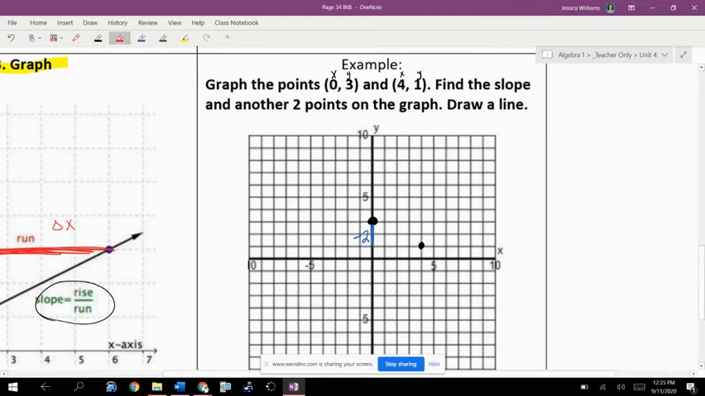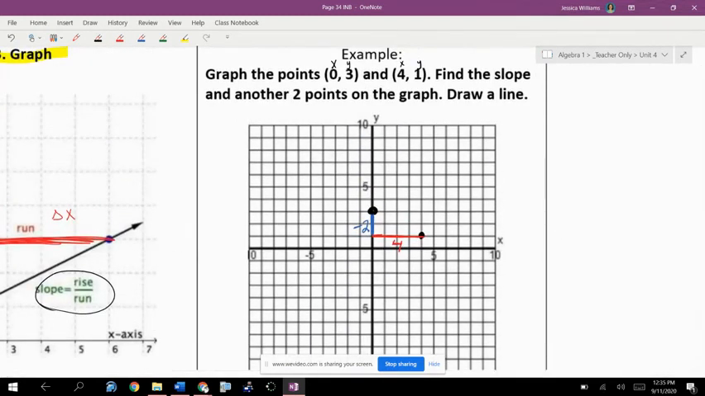This run is counting 1, 2, 3, 4, a distance of 4. I move to the right. That makes it a +4. Moving to the right is a positive. Moving left would have been negative. So our slope is going to be rise is -2, run is 4. I'm going to simplify it down. 2 divided by 4 is the same as 1 divided by 2, so a -1/2.